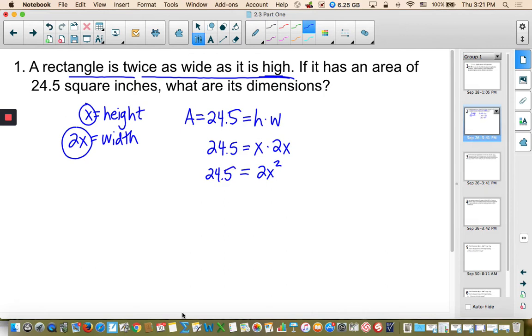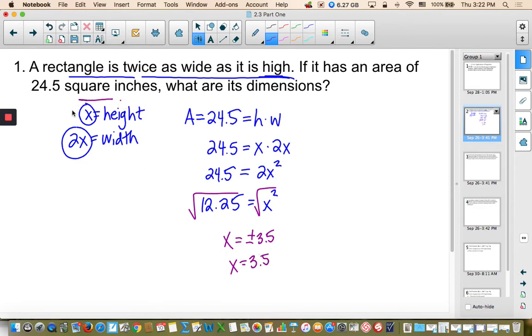Of course, we'll just do some algebra here. Divide both sides by 2, and I get x squared equals 12.25. I will square root both sides, right? So square root here, and I will get x equals, and if you're really thinking about it, when you square root both sides, you would actually end up with plus or minus 3.5. Obviously, a negative doesn't make sense in this situation, so we will just look at the positive number. So the x would be 3.5.